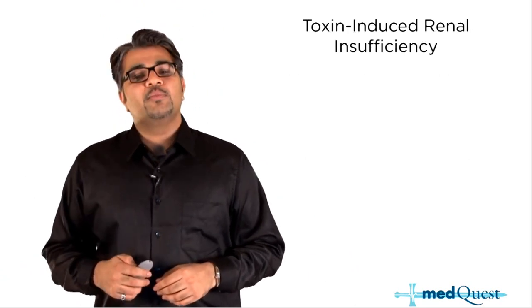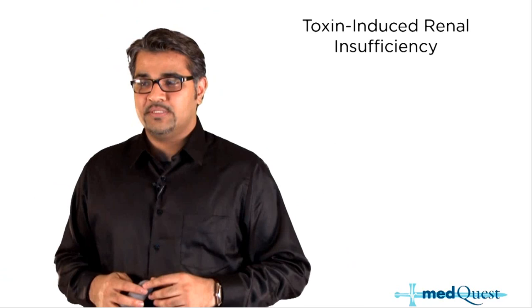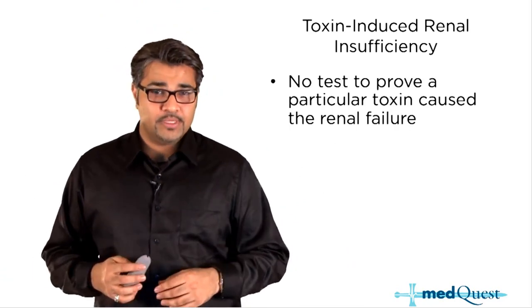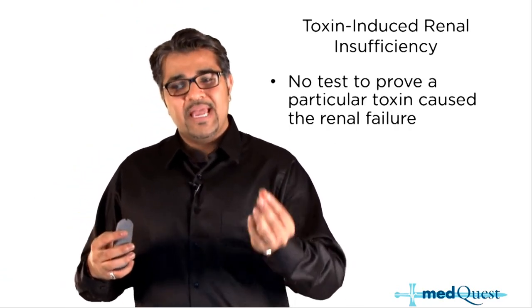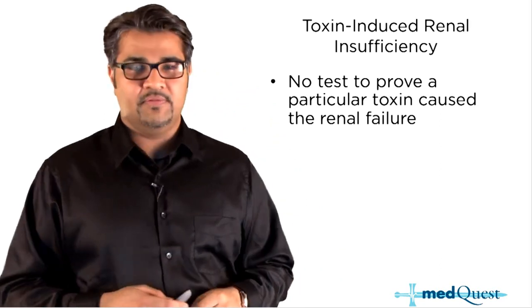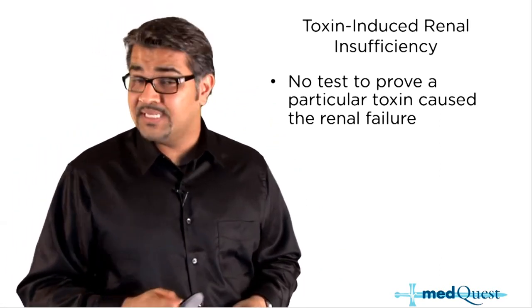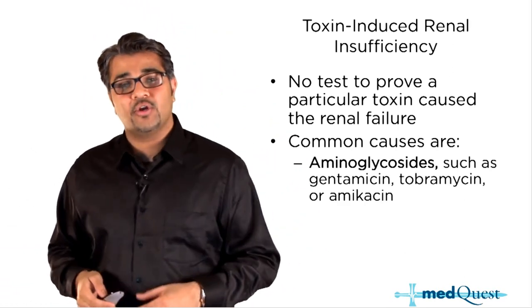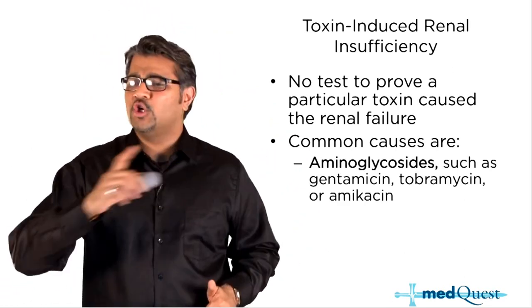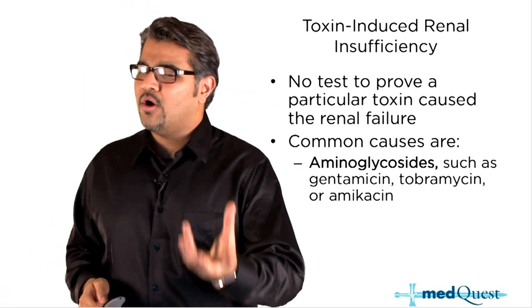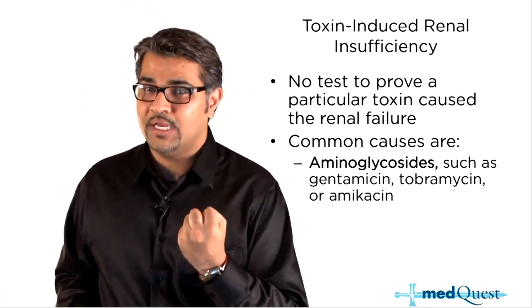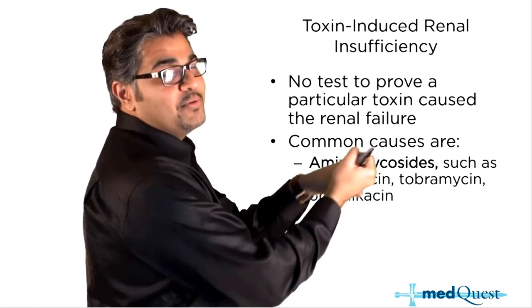Now let's move on a little bit more to toxin-induced renal insufficiency. Here's the problem with it. There's no test to prove a particular toxin caused the renal failure. What we can do is know the common causes, because that's what they're going to test you on. Common causes are aminoglycosides, such as gentamicin, tobramycin, and amikacin. Oh yes, the aminoglycosides really bang up your kidneys left and right.